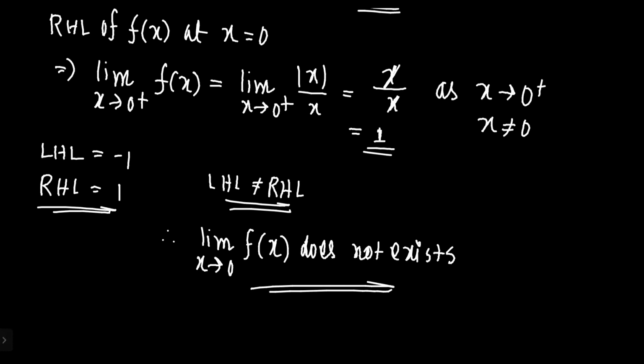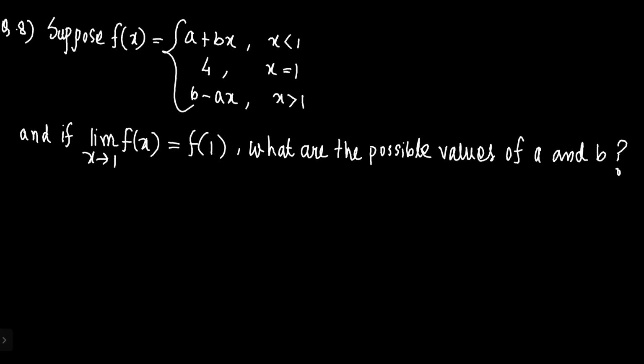Okay, now we come to the last question of today's class, that is number 8. It is given, suppose a function f(x) is given, that is a plus bx when x is less than 1, 4 when x equals 1, and b minus ax when x is greater than 1. And it is given a condition, that if the limit as x tends to 1 of f(x) is equal to f(1), then what are the possible values of a and b? That means here at x equals 1, the value that we will get, that is equal to 4, is equal to the limiting value of f(x) at x equals 1.